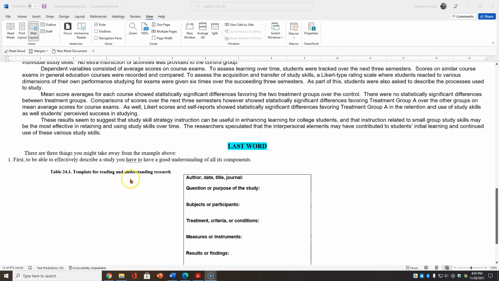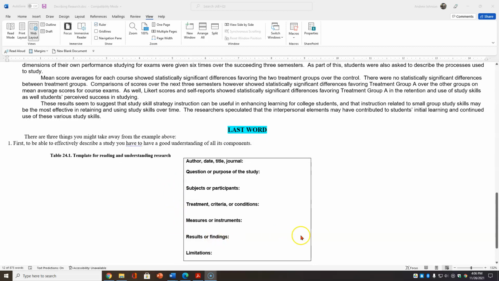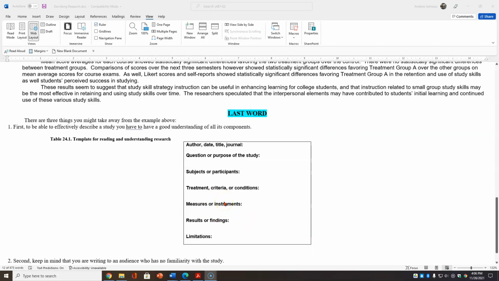Now, 3 things to keep in mind when describing research. Thing number 1: to effectively describe a study, you have to have a good understanding of all its components. I use a strategy when reading a study. I use a simple template like the one shown on the screen here. As I read the study, I record the important information using enumerations or outlines or some such things. This helps me comprehend as I am reading the study.